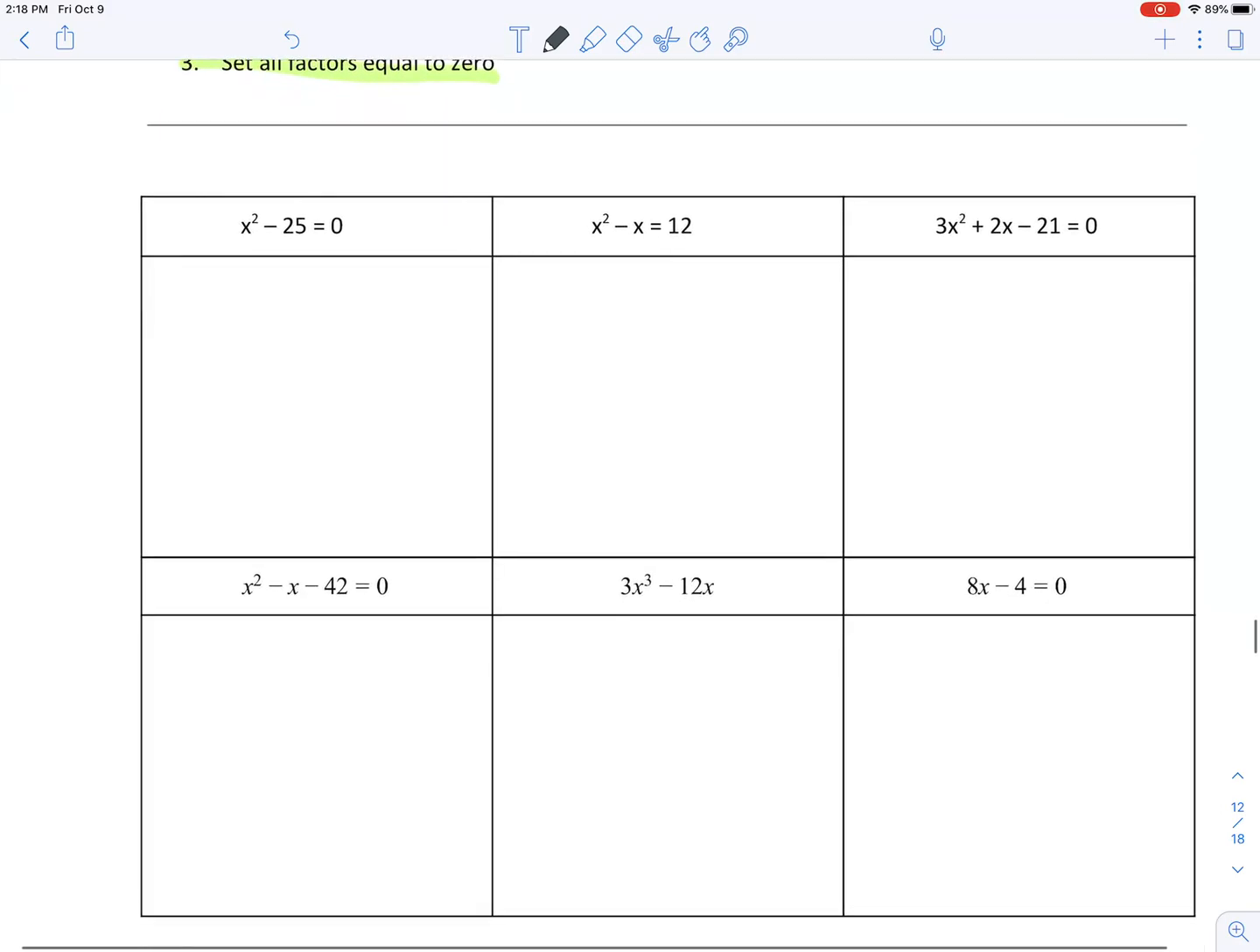So we look at our very first case. We have x squared minus 25. Ignore the 0 for a second and just ask yourself, how do I factor x squared minus 25? Remember the steps. Is there a GCF? No, there's not. How many terms are there? There are 2 terms, so we try either the difference of 2 squares or the difference of 2 cubes. This is the difference of 2 squares, so we factor it as x plus 5 times x minus 5.